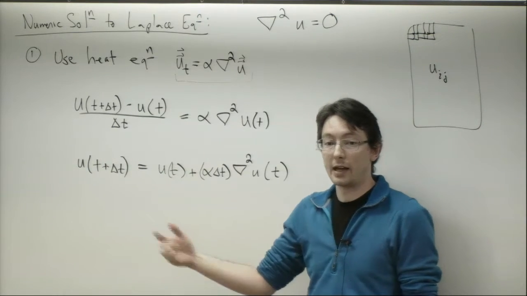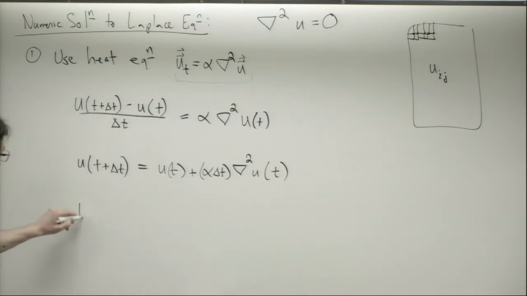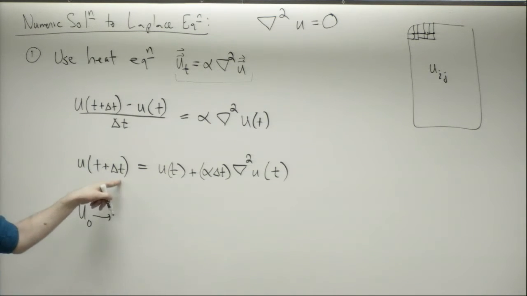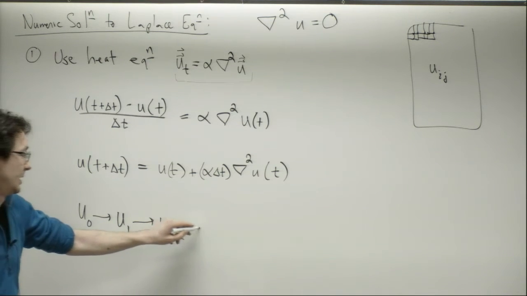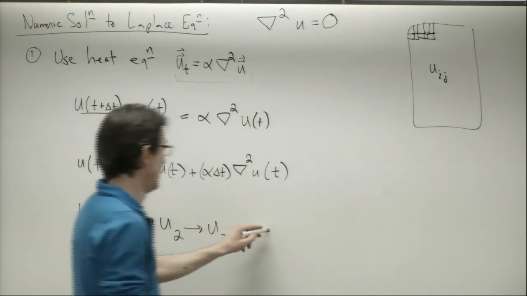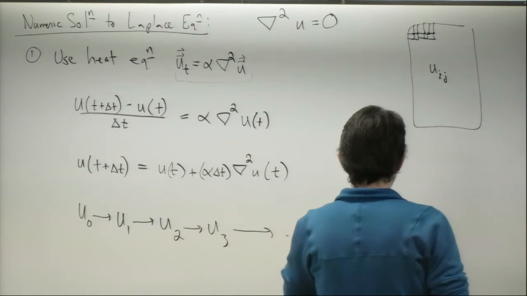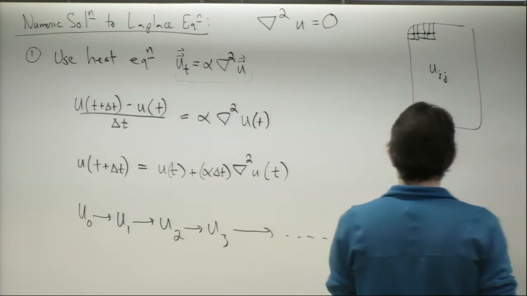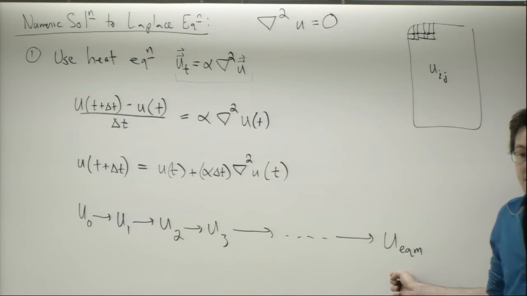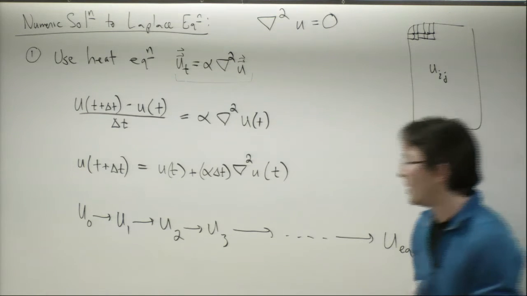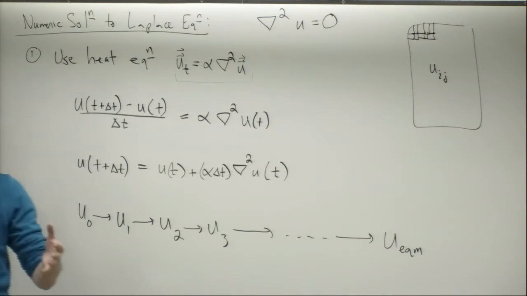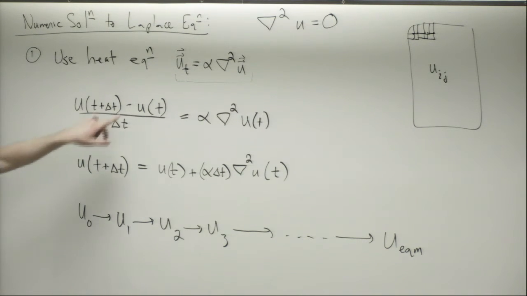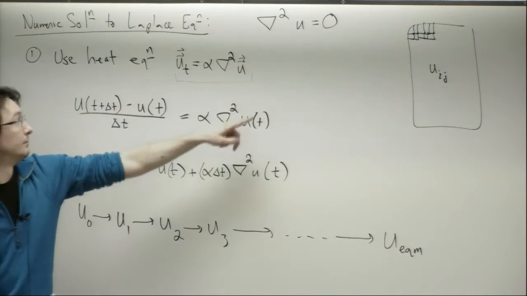If I have some initial guess U naught, U at time 0, then I apply this formula and I get U at time 1. Then I apply it again, I get U at time 2, U at time 3, and eventually I get U equilibrium, which is the solution of Laplace's equation. So this isn't anything super fancy. We're just doing what we've done before in 564 to solve this ODE.